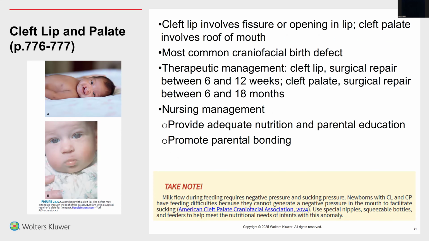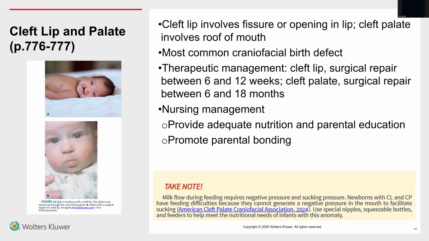Cleft lip and cleft palate involve a fissure or an opening in the lip or the roof of the mouth. So cleft lip has that fissure in the lip. It could be to varying degrees, from a small fissure to one that goes all the way up through the nose. With cleft palate, the fissure or hole in the roof of the mouth could be as small as a pinpoint hole or it could be rather large. But cleft lip and palate tend to be the most common craniofacial birth defects.